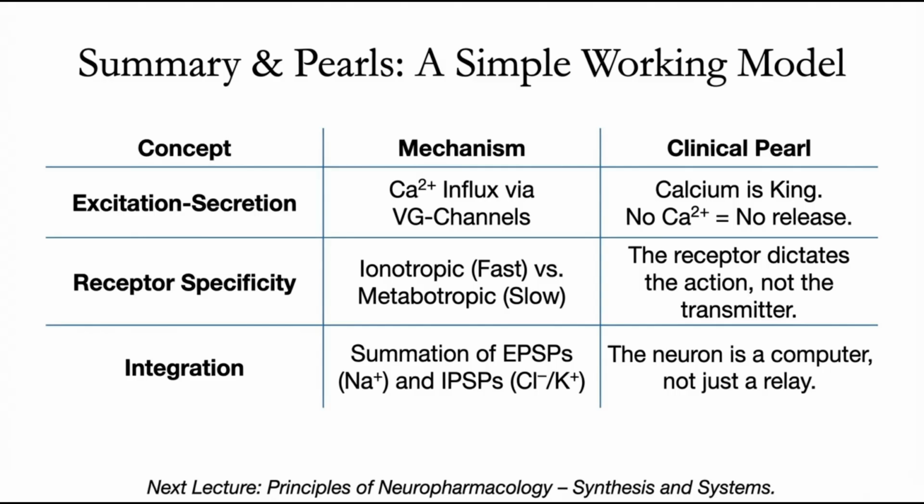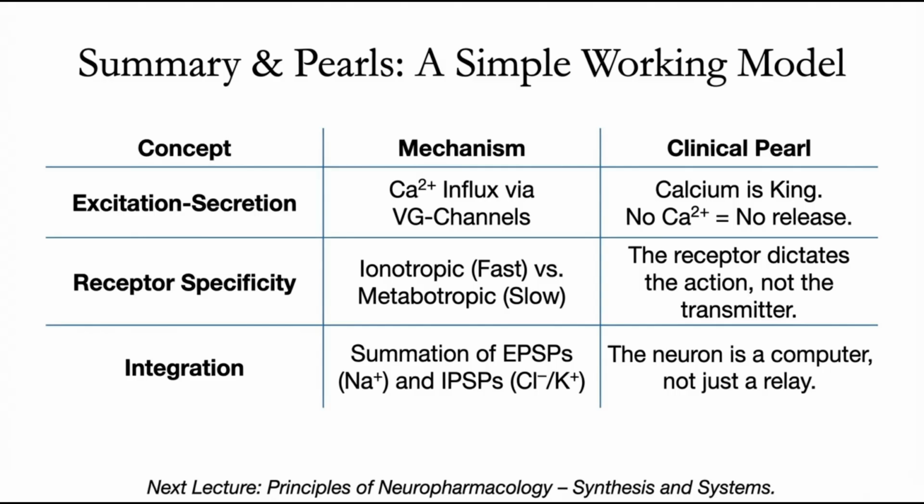And key pearl 3, integration. The neuron is a sophisticated computer. It is constantly performing algebra at the axon hillock. +1 for every little EPSP bringing sodium in, -1 for every little IPSP bringing chloride in or letting potassium out. It sums them all up, both in space and in time. If that final sum hits the threshold, it's binary, fire or don't fire, based on an incredibly complex analog summation. It's a beautiful, elegant system.